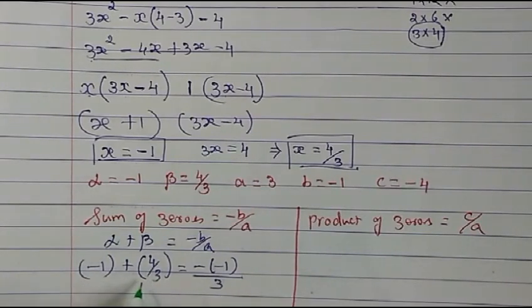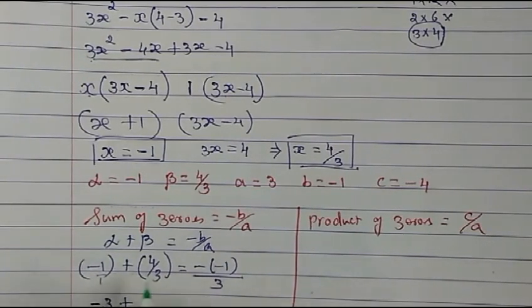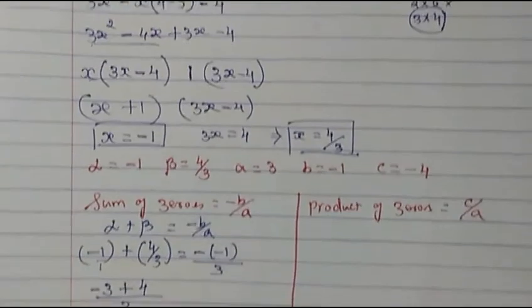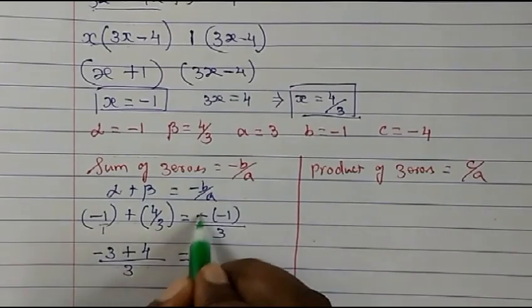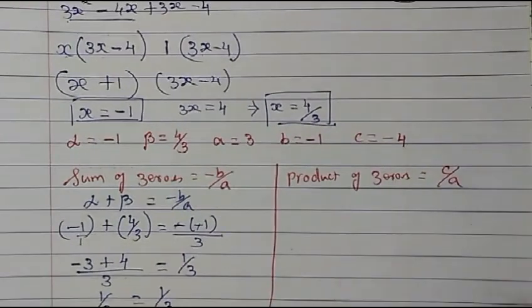So we will take the LCM of it. With the LCM, 1 is there, so taking the LCM with 3, if you multiply, we'll get minus 3 plus 4, and the denominator we will get 3 only. So now minus will get cancelled and we get 1 upon 3. On the other side, minus minus 1 gives 1 upon 3. So 1 upon 3 equals 1 upon 3.